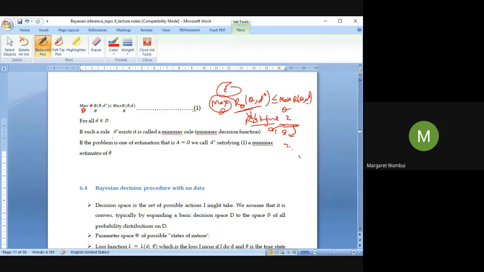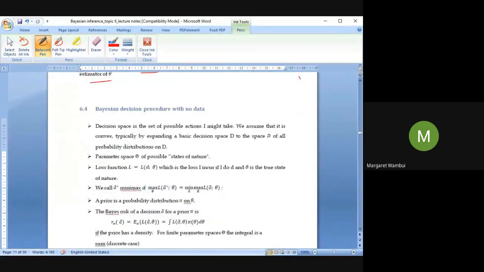So we are saying that in such a rule, this D star exists. It is called the minimax rule, or the minimax decision function. If the problem is one of estimation, that is A is a member of the parameter space, then we call D star, which satisfies this equation 1, a minimax estimator of theta. So if you're estimating, it becomes the minimax estimator of that parameter theta.